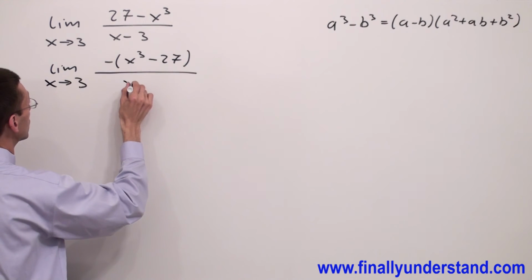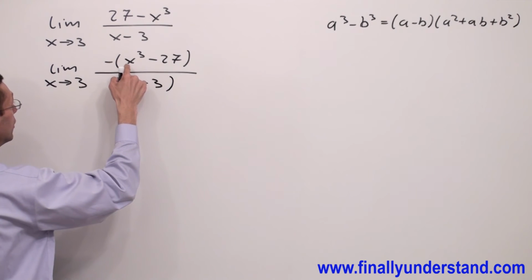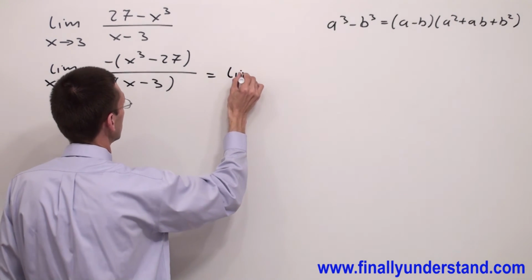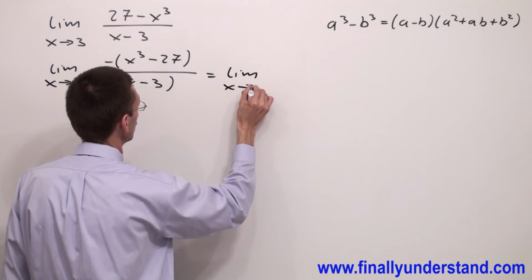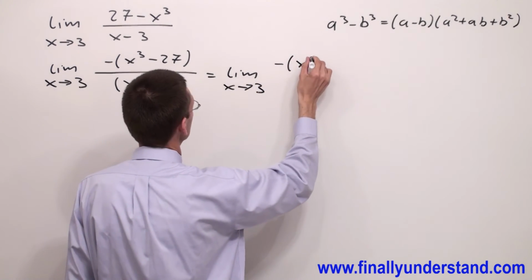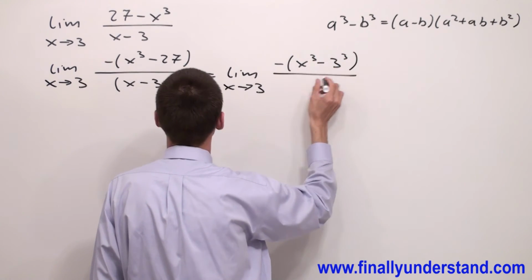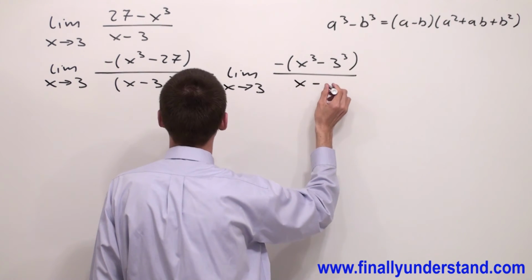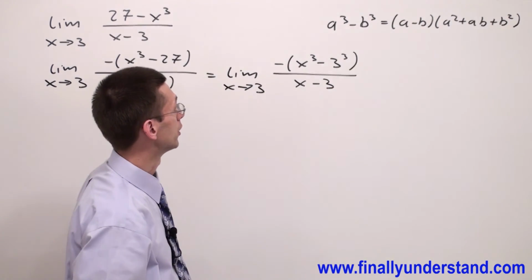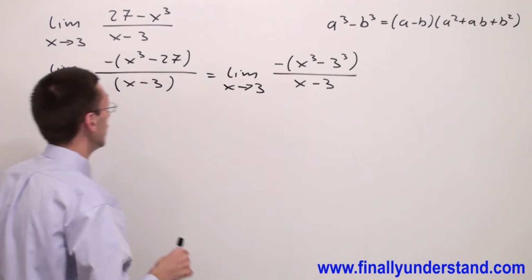So I'm going to have x minus 3. I have difference of cubes. Are you seeing that? You can rewrite this as limit x approaches 3, and I'm going to rewrite this as x to the third minus 3 to the third over x minus 3. I'm supposed to use the formula for the difference of cubes in the numerator.